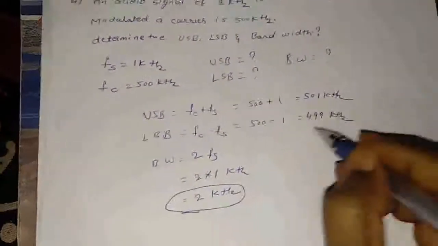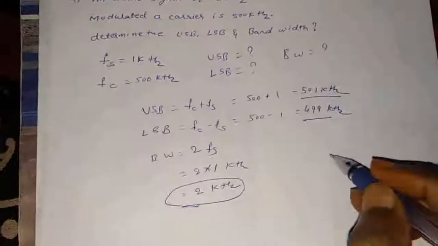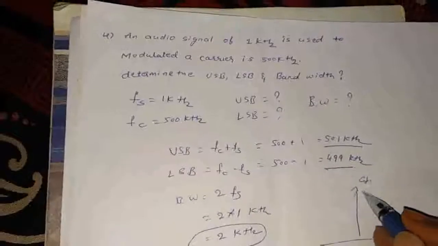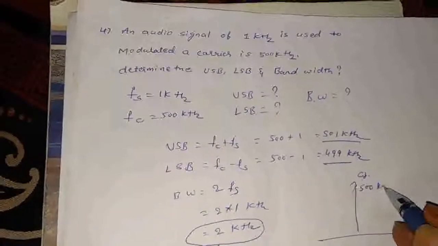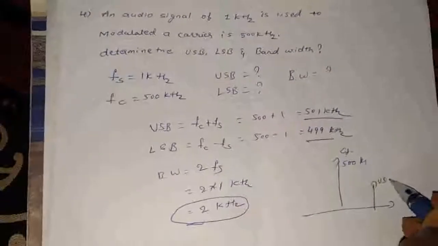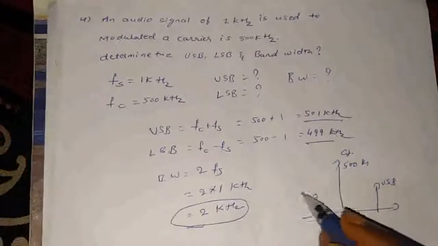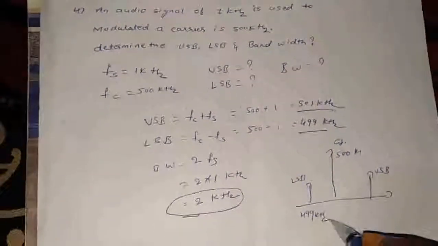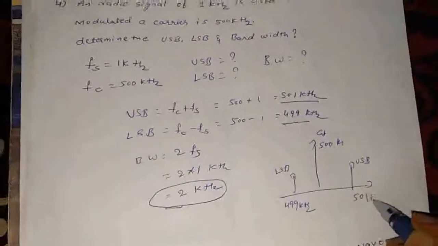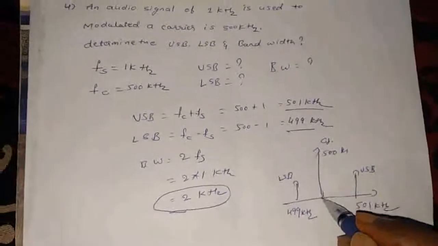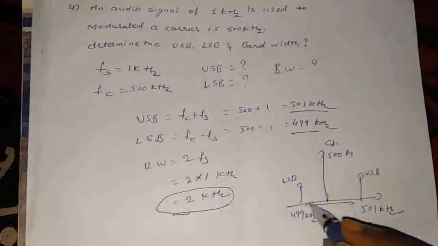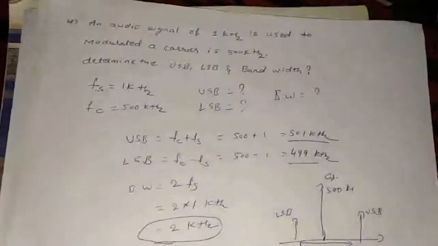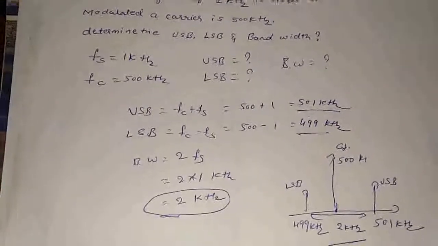This is the bandwidth, this is lower, this is upper. And taking the spectrum lines, the carrier frequency is 500 kilohertz, this is the LSB and this is the USB. The LSB is 499 kilohertz, the USB is 501 kilohertz, and the bandwidth is 2 kilohertz. This is how you find out the USB, LSB and bandwidth.